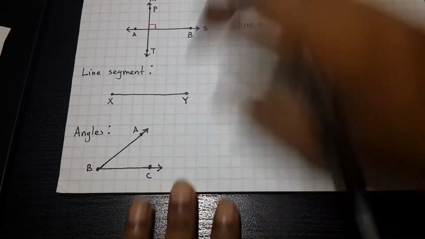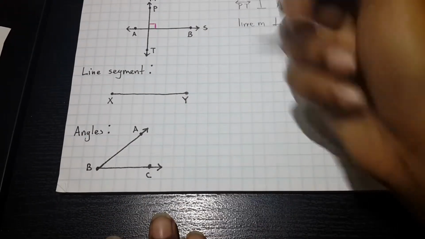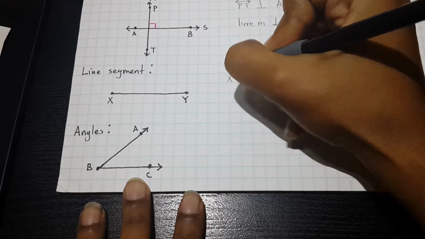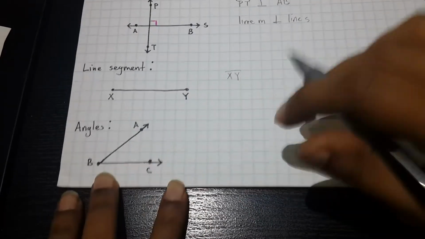Now coming to line segments, I actually already covered it, but you would just write a single bar. So here we would write line segment XY, and that's pretty much it.